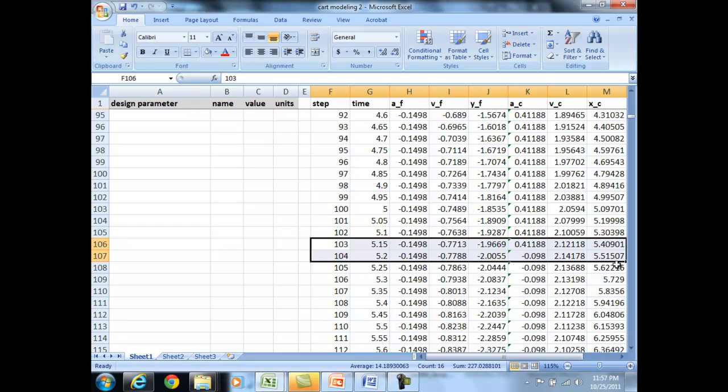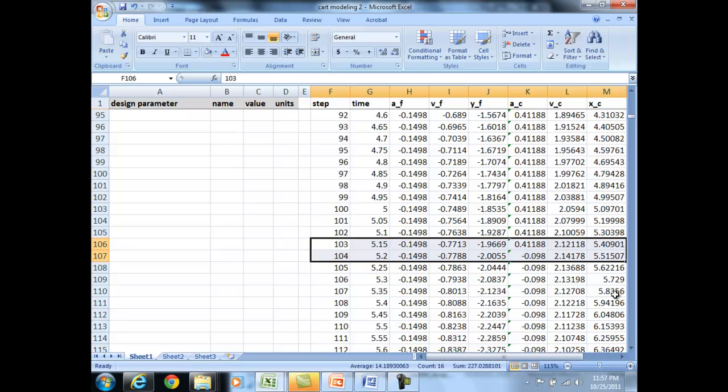So looking here again at that transition, we can see that in the propulsion phase, the car is going to go 5.4 or 5.5 meters, somewhere in there. I am using a fairly large time step just so I don't have to scroll so much in this demonstration, but when you do your modeling, you will want to use a smaller time step so that you get more accurate values.